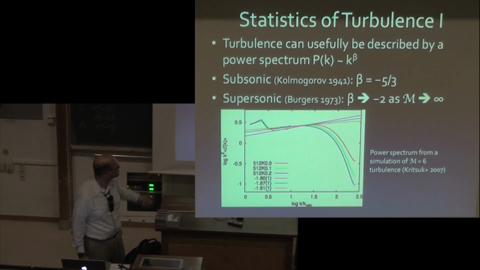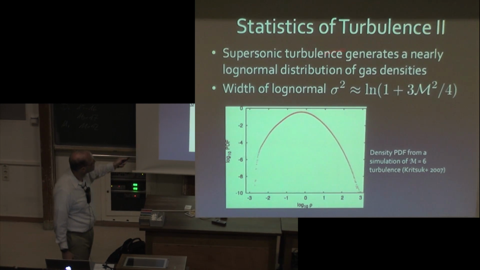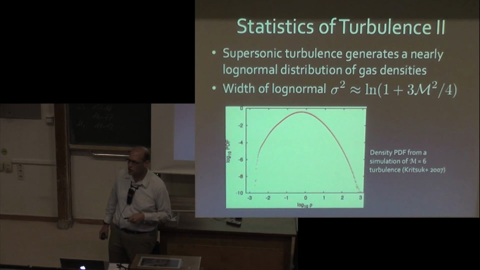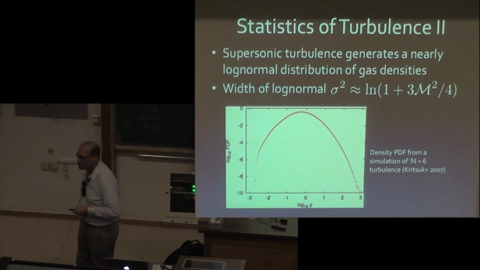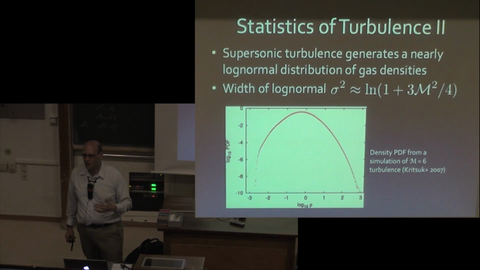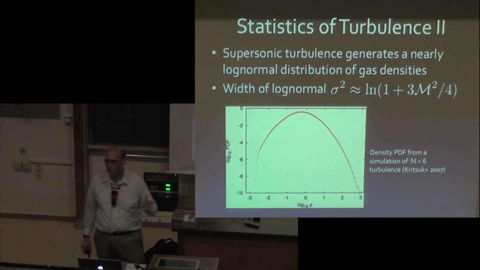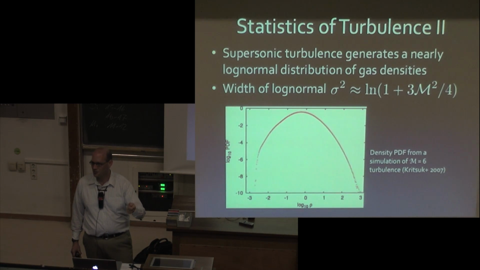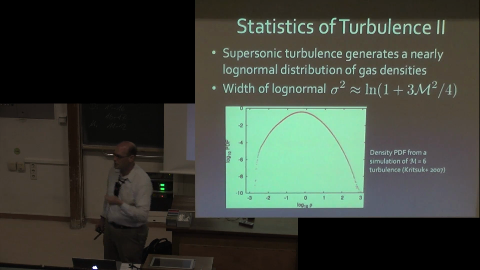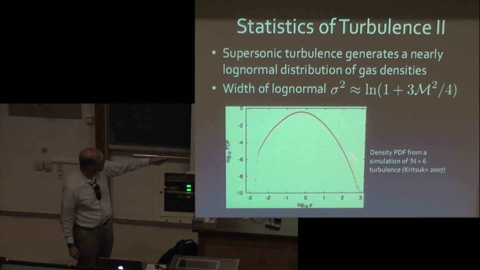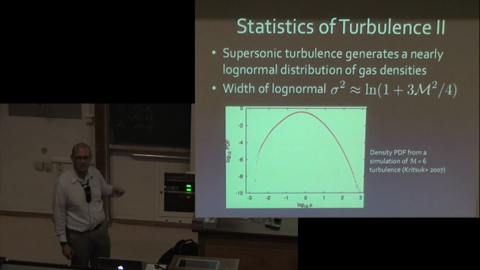So, more statistics of turbulence. We also know that supersonic turbulence generates a roughly log-normal distribution of densities. Let me unpack that statement. If you take a turbulent medium with supersonic turbulence, and measure the density at a random point, you get some value. Measure the density at another point, you get some value. Do this many times and plot the probability of measuring some density versus density. What you will find is a Gaussian distribution in the logarithm of density.